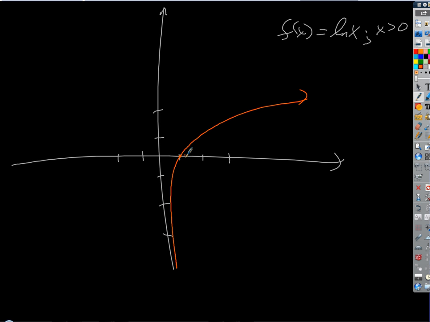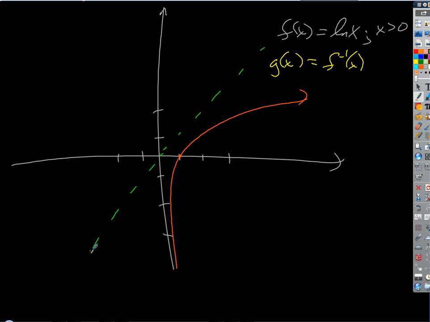So if g of x is defined, and this is review from last year, but probably a good review to do, so if g of x is defined as the inverse of f of x, which is the natural log function, let's start with the graph. What kind of symmetry do we have? Inverse functions have symmetry about the line y equals x, right? Which makes sense because all we're doing is exchanging the x and y values, right?